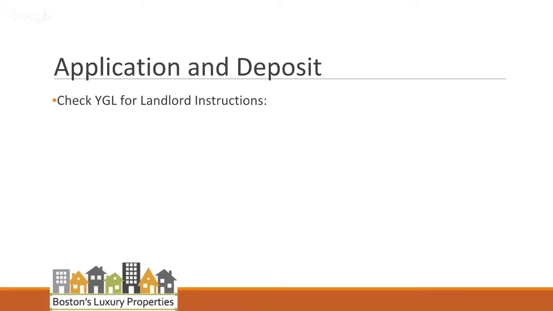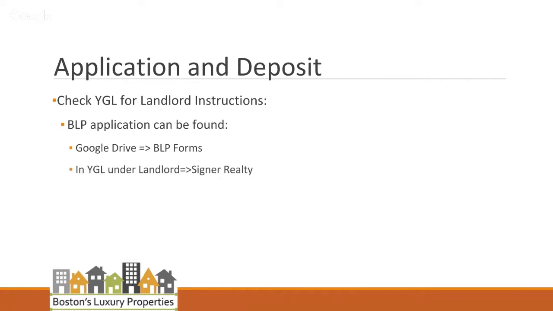For this transaction, as we walk through, we're going to assume it's a Signer Realty transaction, which means we use our own application. We'll get to that in a second. All right. So the BLP application can be found on the Google Drive in the BLP form section. It can also be found in You Got Listings under the landlord Signer Realty. So if you click on any of the Signer Realty listings, search for Signer, S-I-G-N-E-R, it's right there for you. Make sure you click on the landlord name, and there'll be the rental applications right there under the saved documents.